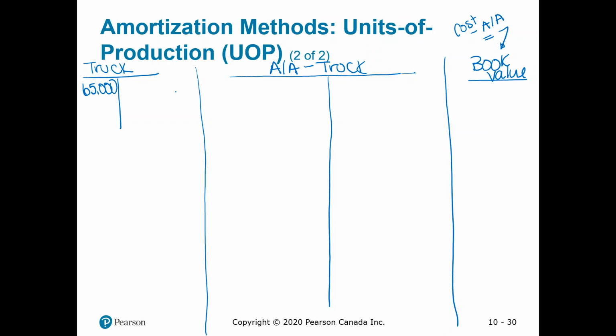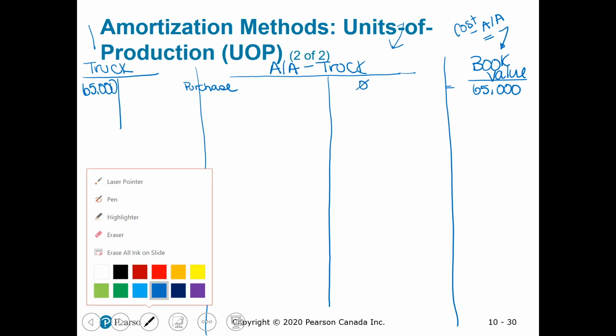Okay, so again, at the time of purchase, we know the accumulated amortization is 0, so our book value is 65,000. Also just to note, the book value is not a T account. It's just what we would show on the balance sheet, the net of these two. So our truck has a T account, accumulated amortization has a T account, so we use those two accounts to calculate book value. But book value is not actually a T account itself.